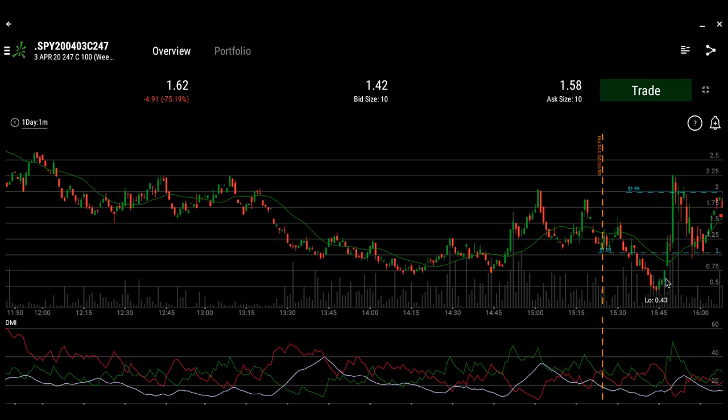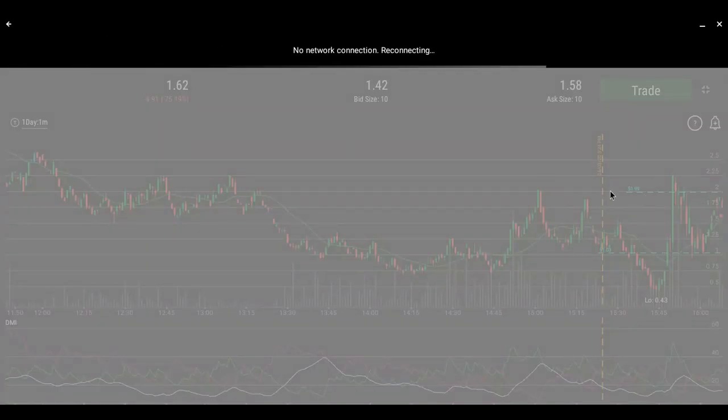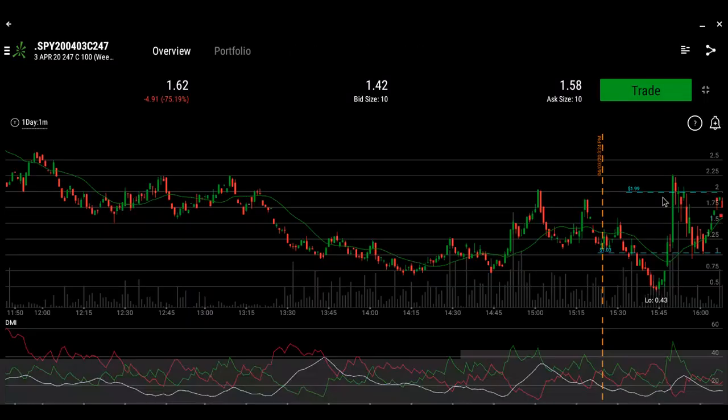So 3:45 comes around, and what does it do? It just spikes right up. I had already put in my trade order to sell at $2, and it sold within 10 minutes of the time I bought it, and I was out. And that was another trade.